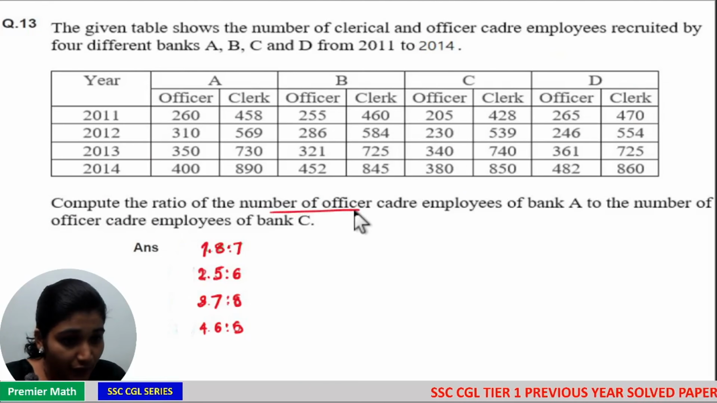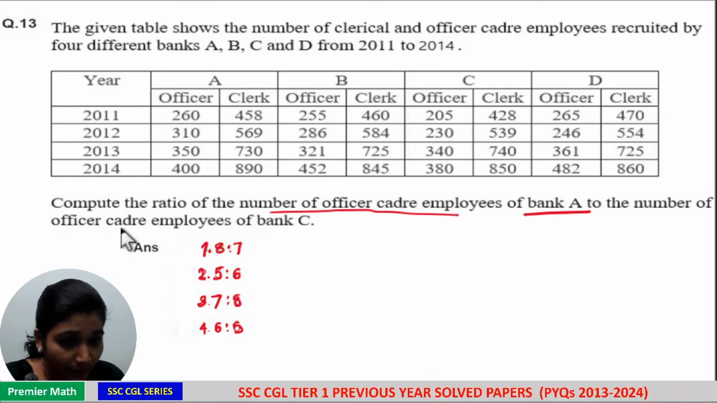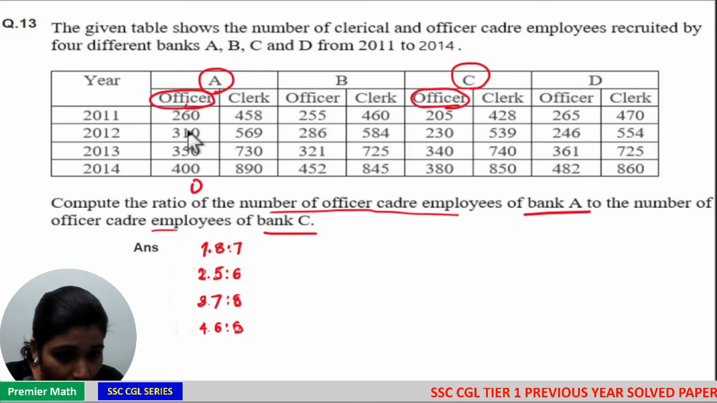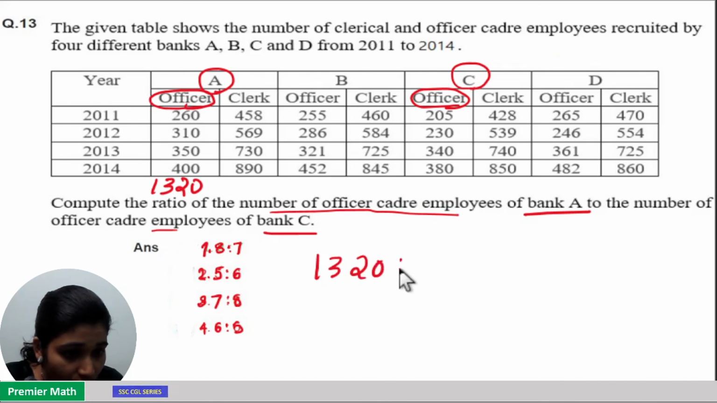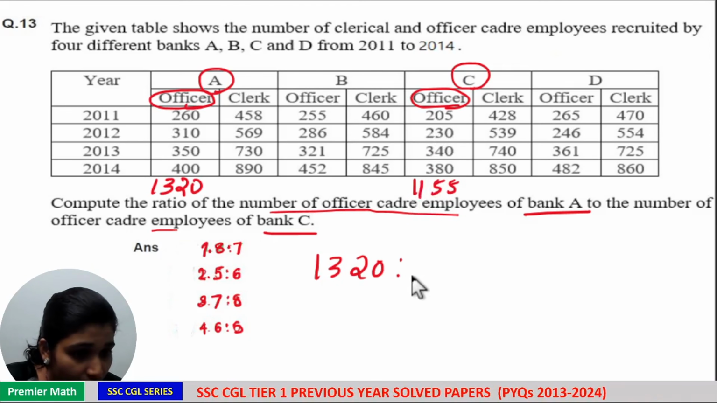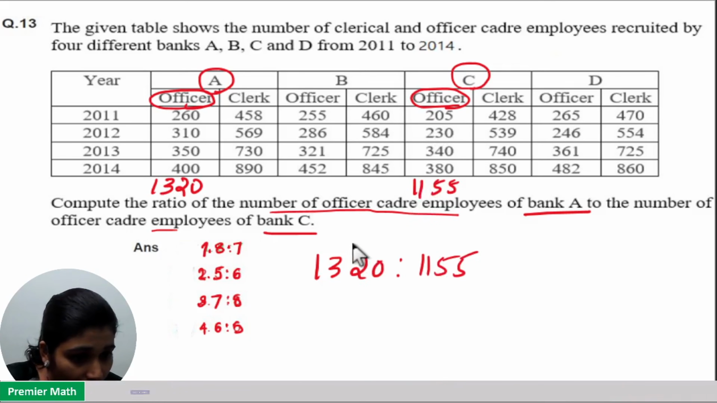Compute the ratio of number of office cadre employees of bank A to the number of office cadre employees of bank C. So office cadre of employees of bank A and office cadre employees of bank C. Now take the sum. Here 0, 6 plus 6 12, 9 plus 4 13. So 1320 is the sum. Here take the sum. 5, 7 plus 8 15, 9 plus 2 11. So 1155. Here if you look at this is divisible by 11.